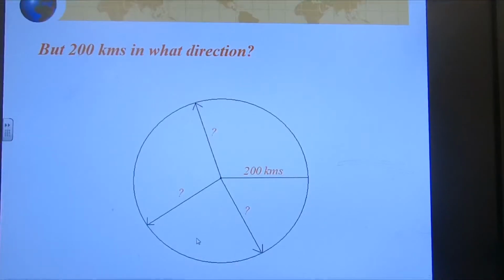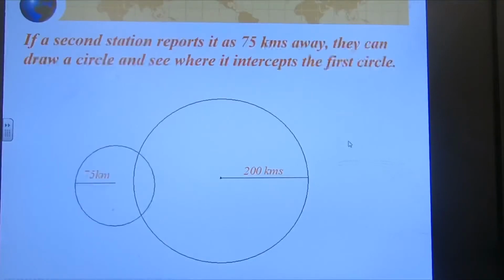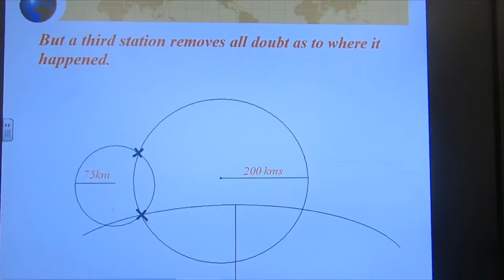Now, if you said to yourself, well, maybe have another station, you're right. So this station over here reports that it's 75 kilometers away. So now we're getting closer. It's either going to be here or here. So how do you think we can figure out which one it is? And if your guess was get a third station, you're right. So here's our third station. It's a big one. It says it's 1,000 kilometers away, but look here.